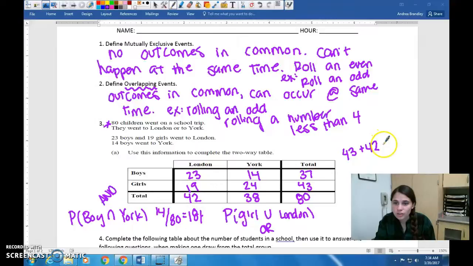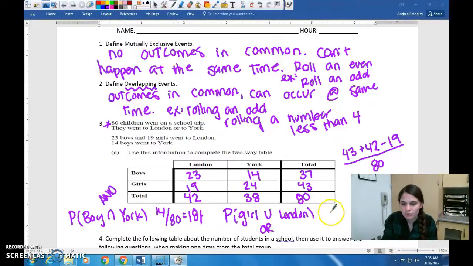So we're going to do 43 plus 42 and then minus that 19 so that we only count it once instead of twice, and divide that by our total of 80. So if I go ahead and put that in a calculator, I have 43 plus 42 minus 19 is 66 divided by 80 is 0.825 or 83%.